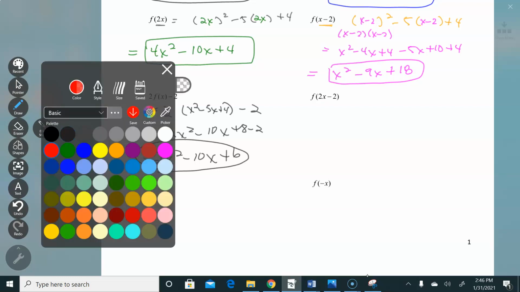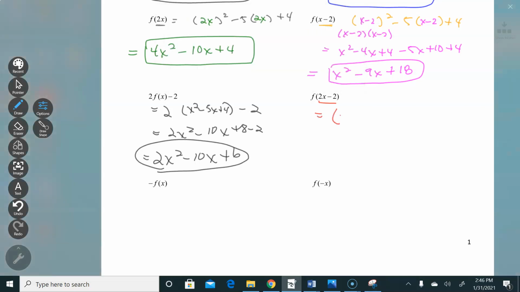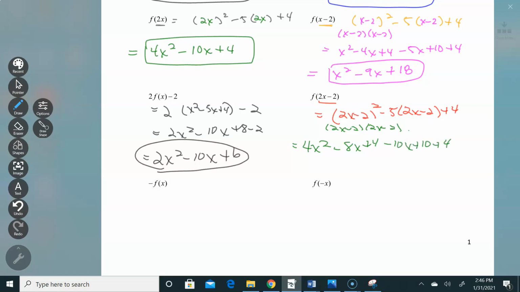Same thing here. I'm going to have to plug 2x minus 2 into that function. So it equals parentheses 2x minus 2 squared minus 5 parentheses 2x minus 2 plus 4. And when I do all this, 2x minus 2, 2x minus 2, I get 4x squared minus 8x plus 4, distribute the negative 5, minus 10x plus 10 plus 4. When I clean this all up, I get 4x squared minus 18x plus 18.